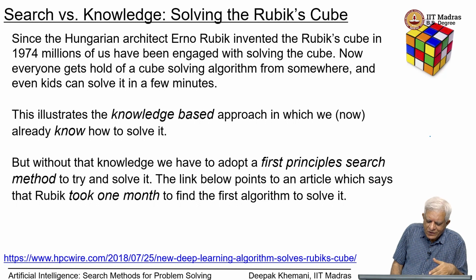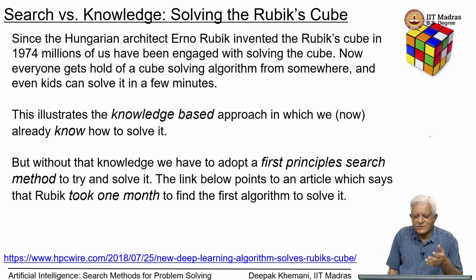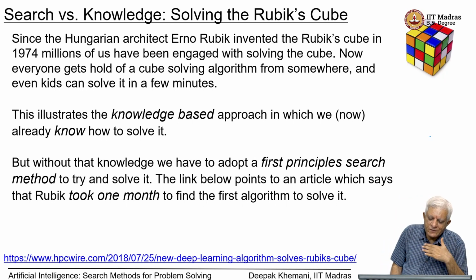There is an article on how a new deep learning algorithm solves a Rubik's cube all by itself, and in this article, if you go to this link, you will see that Rubik himself took 1 month to find the first algorithm to solve it. And this is reminiscent of the fact that when I was a young student, when the Rubik's cube just came, and everybody on earth was fully engrossed in trying to solve it, and the solution had not been spread so far, and people were trying to solve it from first principles, and people were losing night after night of sleep trying to solve it on their own.